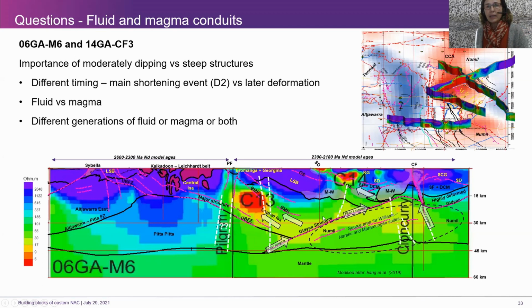So as I flagged, we see the association between the moderately dipping structures and the conductive anomalies here, and it's interesting to consider their role relative to some of the steep structures. So Pilgrim Fault, by definition, I think is an upper crustal feature, but there is some disruption of this boundary, and there clearly are steep structures that continue.